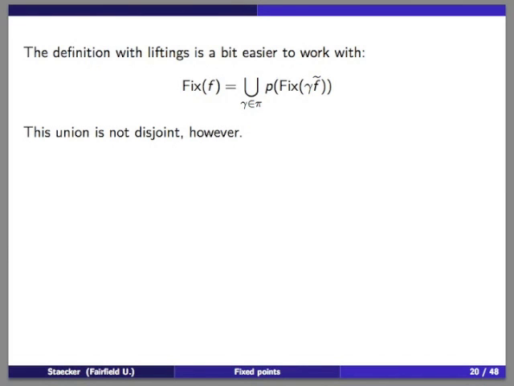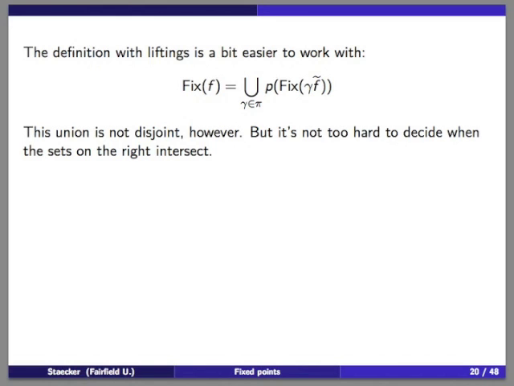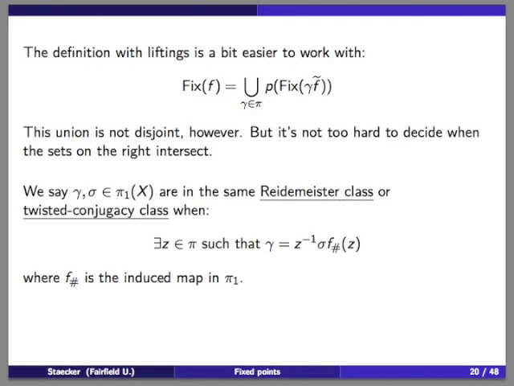The union on the right side is not actually disjoint. It's possible for some of these things to have intersections, but it's not too hard to decide when they intersect. So here's the condition. We say that gamma and sigma are in the same Reidemeister class, sometimes called a twisted conjugacy class, when there exists another element in the group that satisfies this condition over here. This looks like ordinary conjugacy of group elements, except for this part right here, this f. This is the induced map by the function that we're talking about. This is called twisted conjugacy, a generalization of the ordinary conjugacy relation.